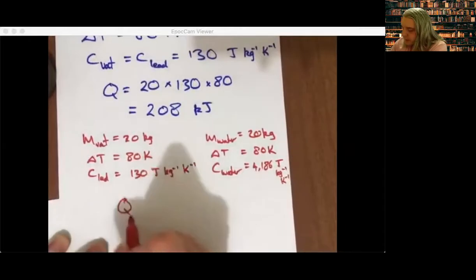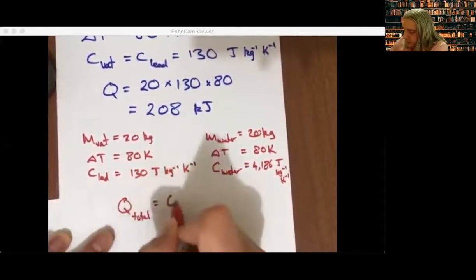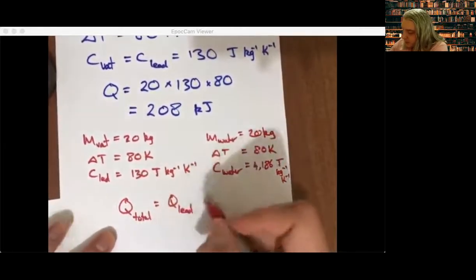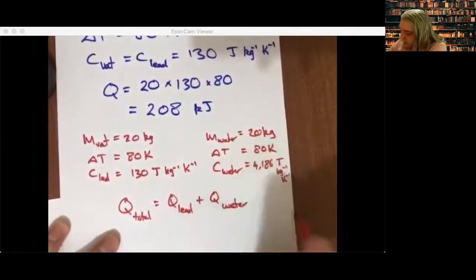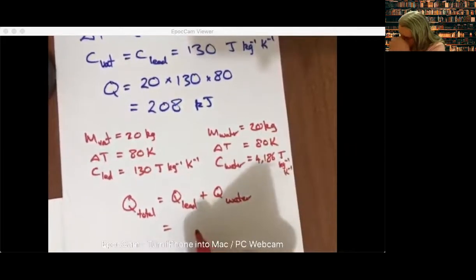So the total heat is just going to be the heat required to warm the lead up and the heat required to warm the water up. Now we already know Q for the lead is 208 kilojoules.